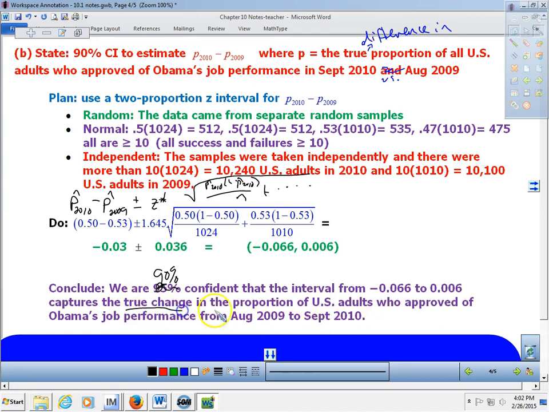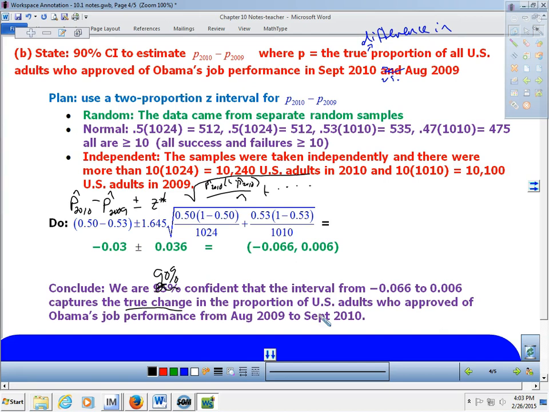And so there's a little bit of a difference in the wording here, right? Because that's letting us know how the approval rating changed from one year to the next. Your conclusion obviously needs to come from what it is your interval is supposed to be representing. And right now it's the true change in the proportion. You can say the true difference in the approval rating for President Obama of the U.S. adults from 2009 to 2010, something like that. You can always find some different wording.